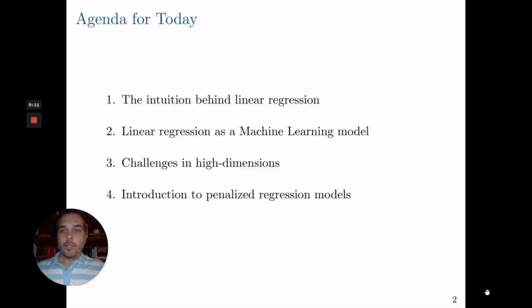Okay? So I'm going to start with the intuition behind linear regression. Then I'm going to show you linear regression as a machine learning model. Then I'm going to discuss a little bit about the challenges in high dimensions. And I'm going to end this lecture by introducing you to some of the penalized regression models.